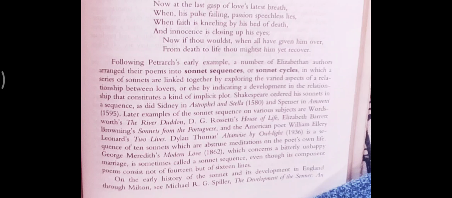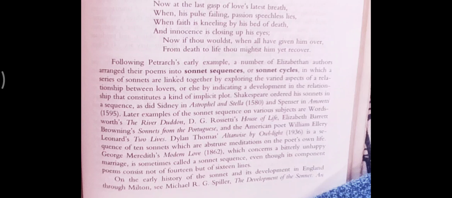So, it is a 14-line poem, but some of the experimenters who contributed to the sonnet developed it into 2 more lines, and their poetry becomes a poem of 16 lines. In the early history of the sonnet and its development, John Milton also contributed a great deal through his sonnets.